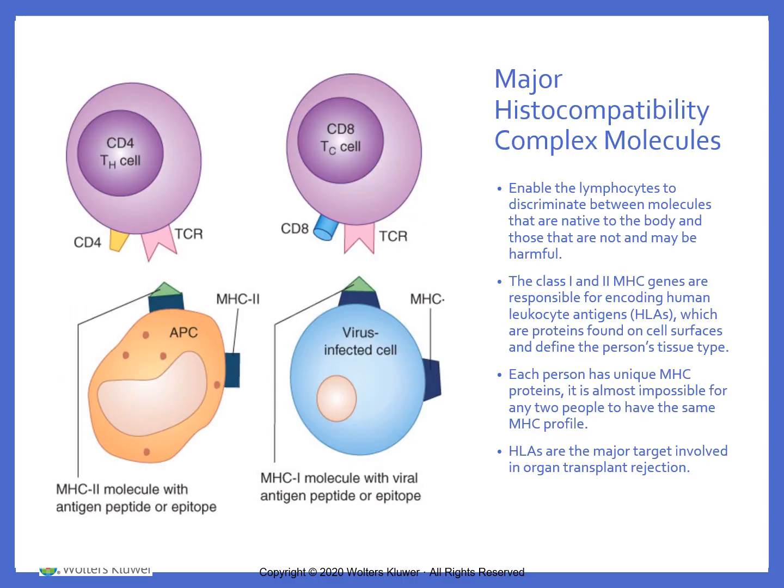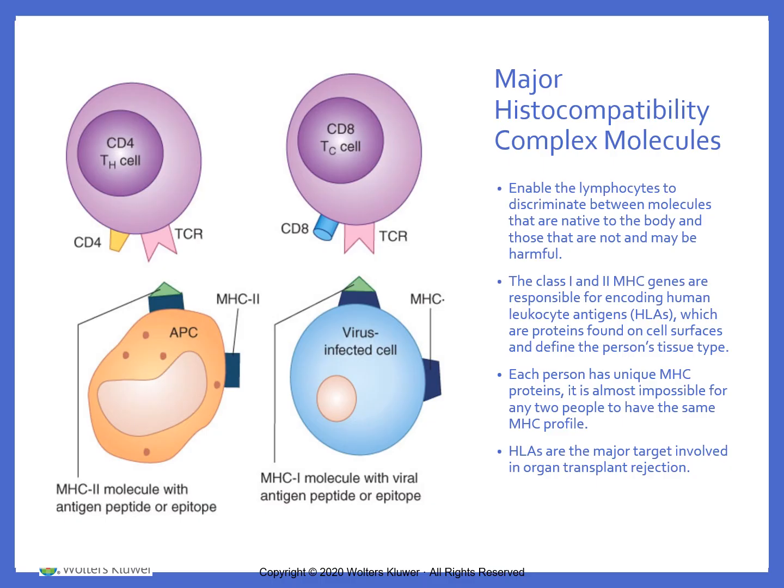So we also within this immune system have something called major histocompatibility complex molecules, or MHC. So the MHCs enable the lymphocytes to discriminate between molecules that are native to the body, meaning self, and those that are not and may be harmful. So again, this is part of that self versus non-self regulation that is essential in the immune response.